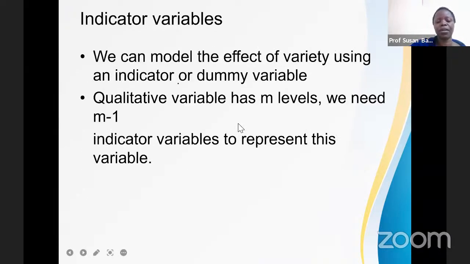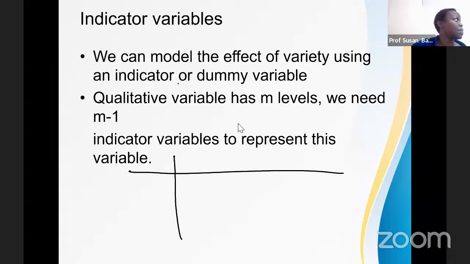Okay, we are going to have an example. I hope this is visible, what I'm writing. Is it visible? Okay, so we are going to have variety here, and I'm calling it V, and I'm assuming we have variety X, and another one is Z. So if we have two levels, for our dummy variable, if variety is equal to X, then the dummy variable will be 0. If variety is Z, then the dummy variable is going to be 1. So now we only need one dummy variable.